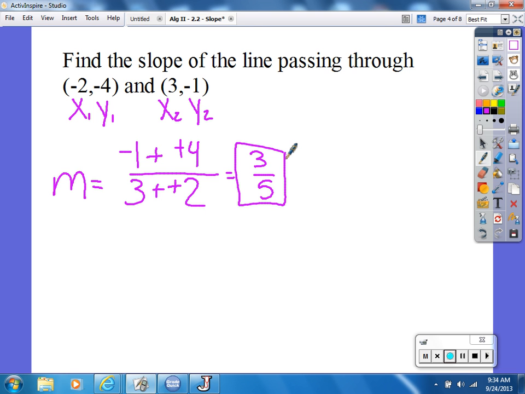There you go. This is your rise over your run. So you always go up or down first, and then you always go to the right. Now, right now we're not graphing, but tomorrow we will be. So it's important to know it's rise over run.